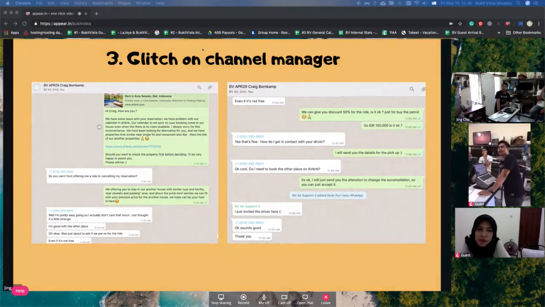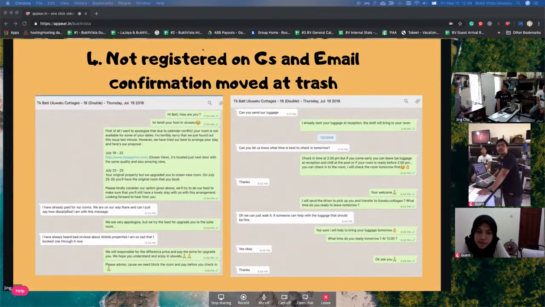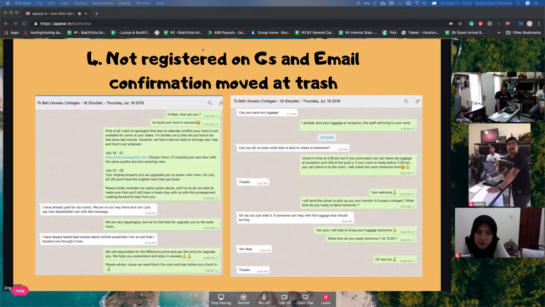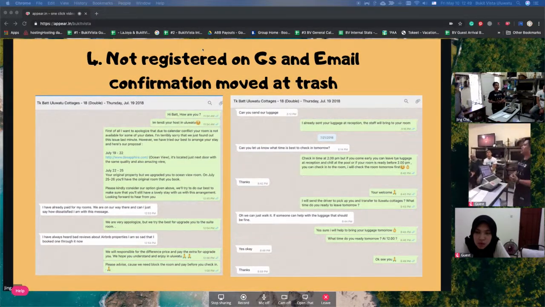And this one is based on the calendar. This is a double booking on the calendar, because before you use the all KPI, so it's going to happen anytime. And this was not registered on the GS and the email confirmation went to the trash. I told them on the profile that it was already a one-year booking, and we upgraded this guest to the Desapir. Desapir is near the Uluwatu Cottage.